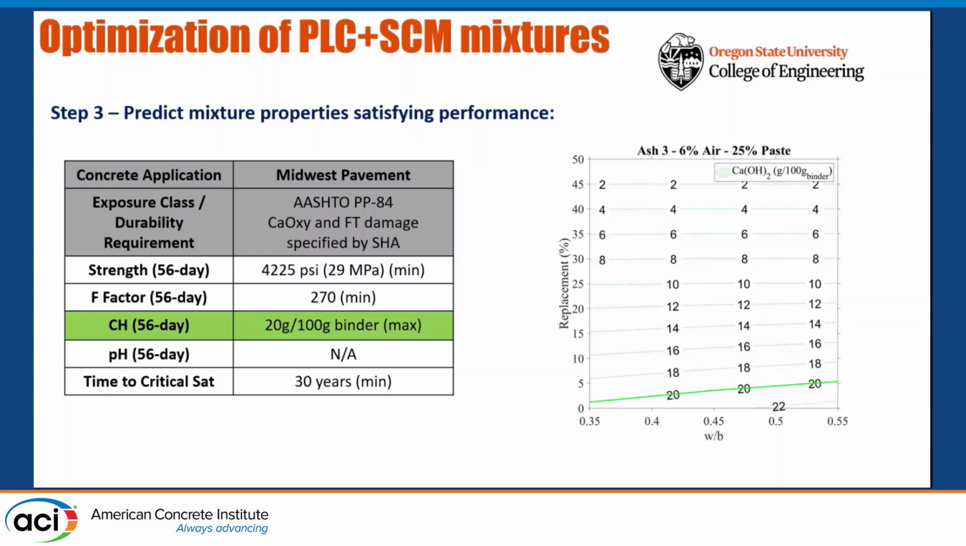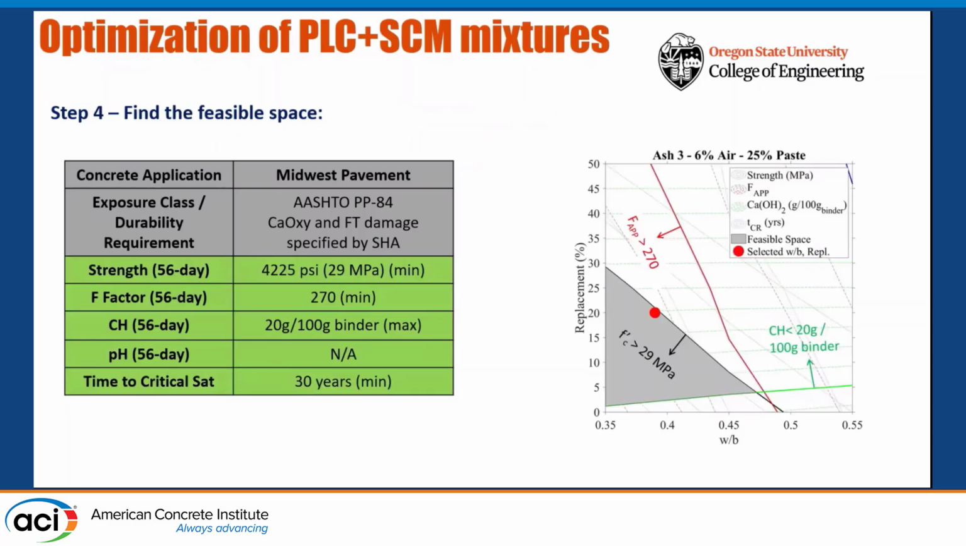So we do the pH, we do time to critical saturation. At the end, we can find a zone in this water to binder ratio to replacement level plot where this shaded area represents any mixture that would satisfy the performance criteria. So we have a tool now that we can take a PLC and say, okay, I have this SCM with some reactive alumina. How much of that SCM can I use to satisfy certain criteria to deliver a concrete that would work for that application? So this is basically what we have achieved and what we have been developing over the years.